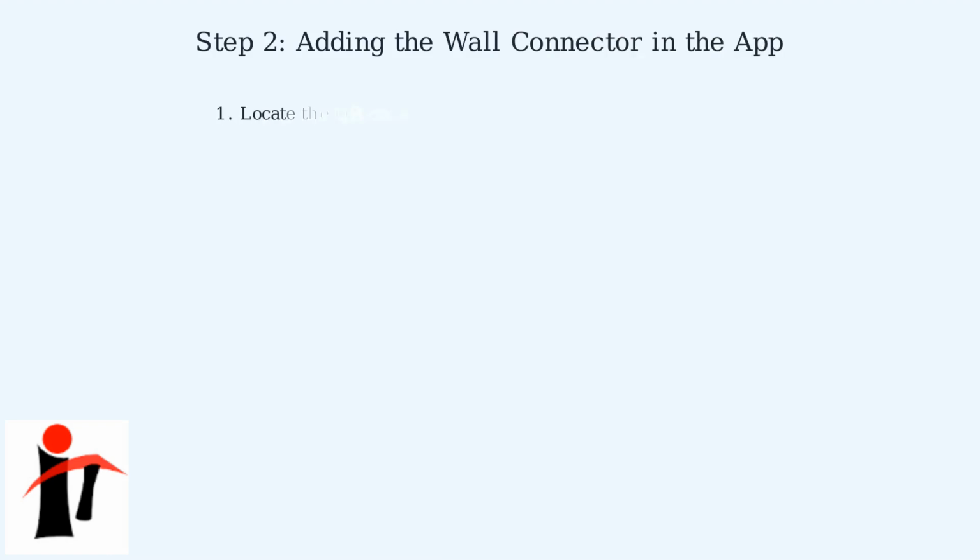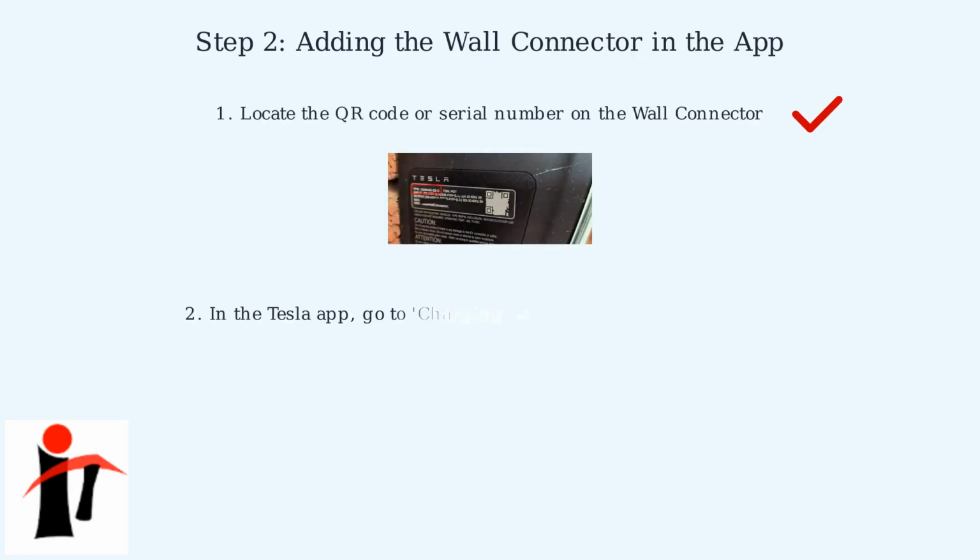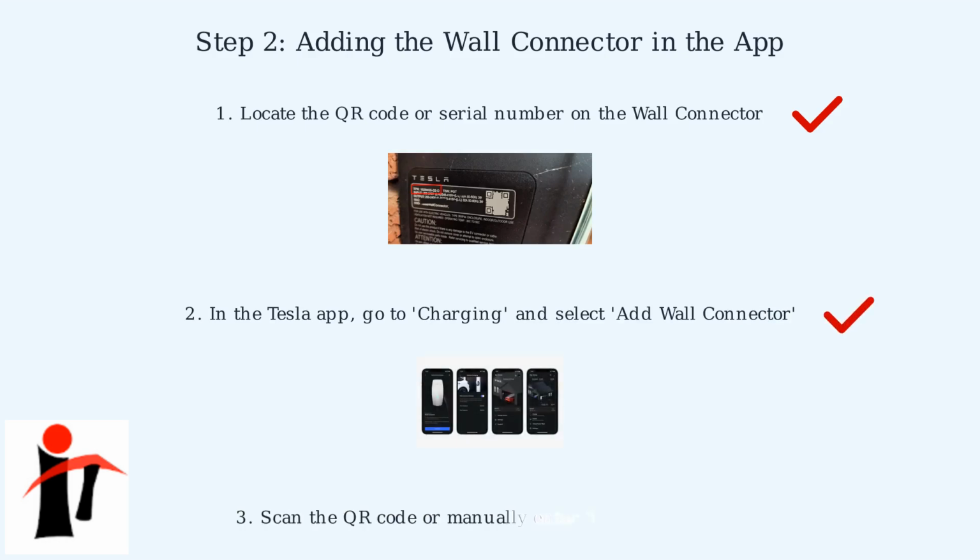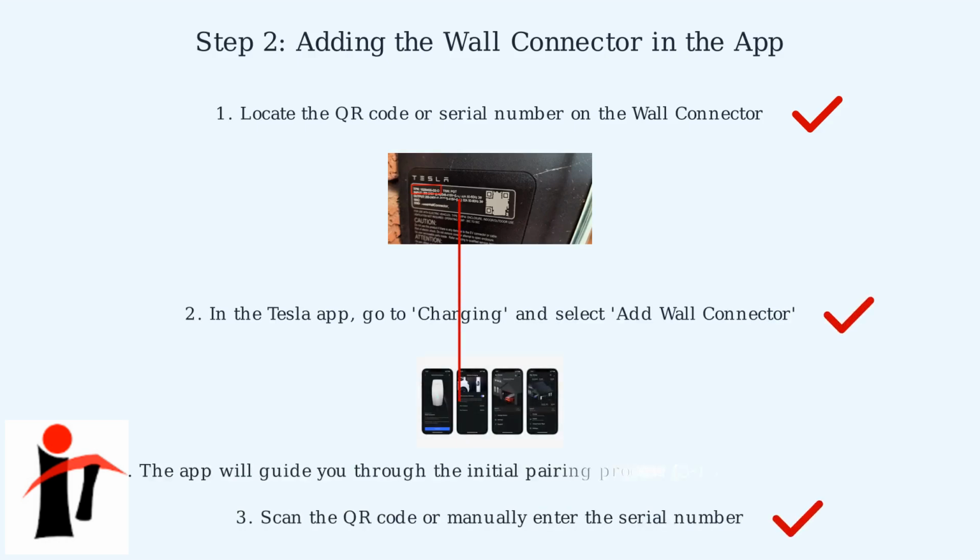During the wall connector installation, locate the QR code or serial number on the device. In the Tesla app, navigate to Charging and select Add Wall Connector. Scan the QR code or manually enter the serial number. The app will then guide you through the initial pairing process, which might take 5 to 10 minutes.